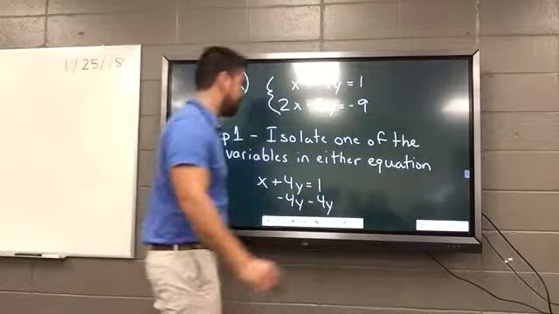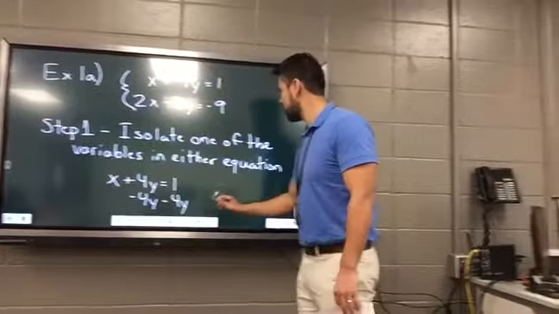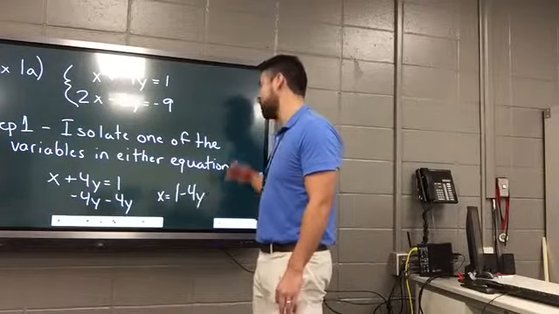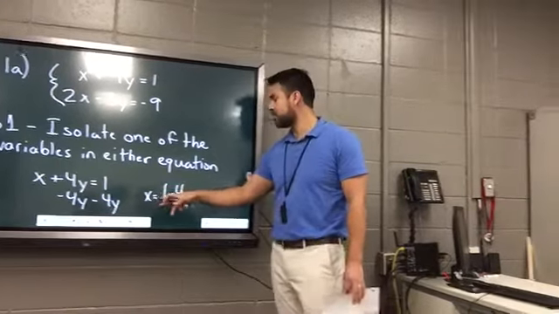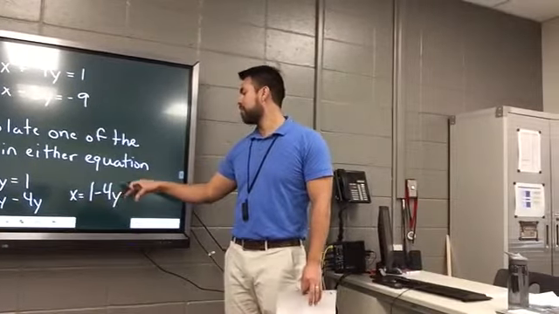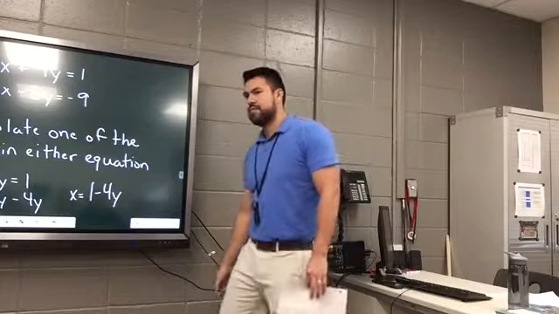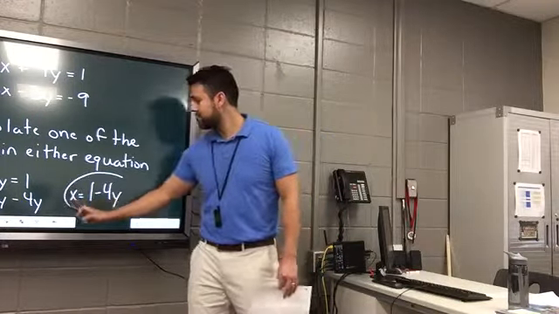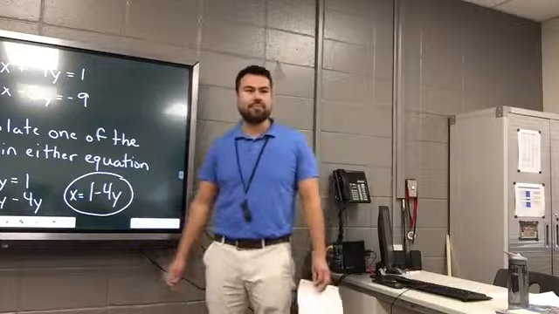And you should get x equals 1 minus 4y, or if you wanted to do it differently, you could say x equals negative 4y plus 1. Sorry? That's a big one. It's a big one. All right. How many of you got this? How many of you got that?